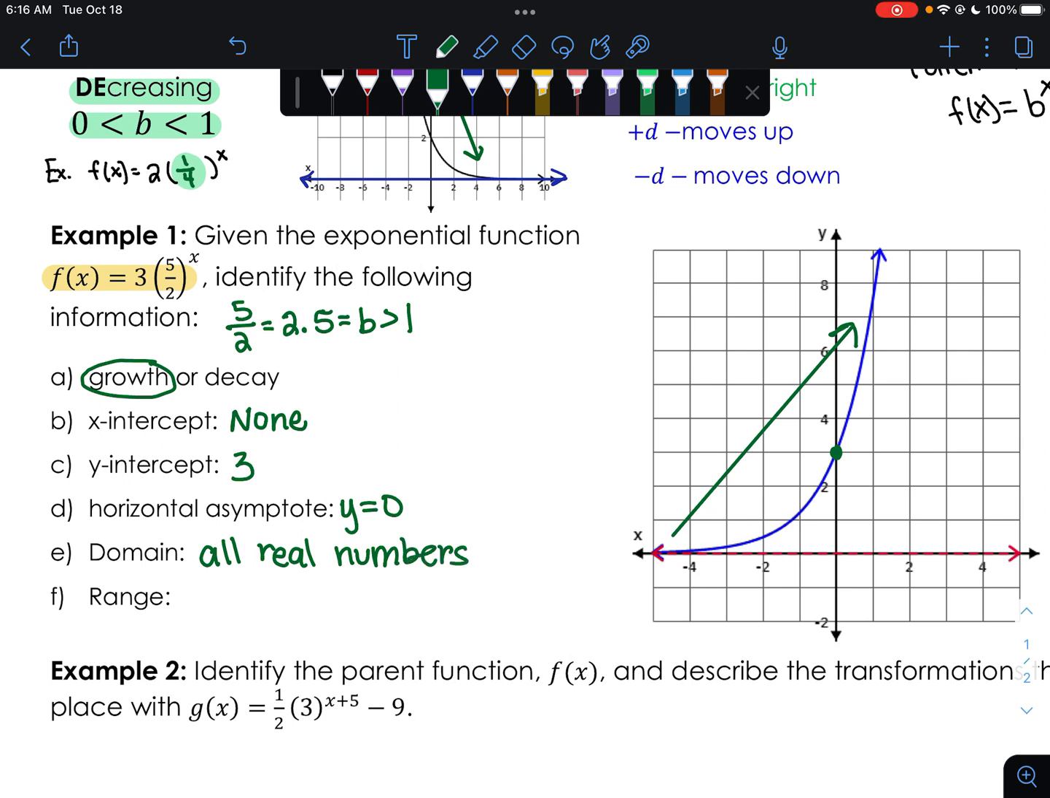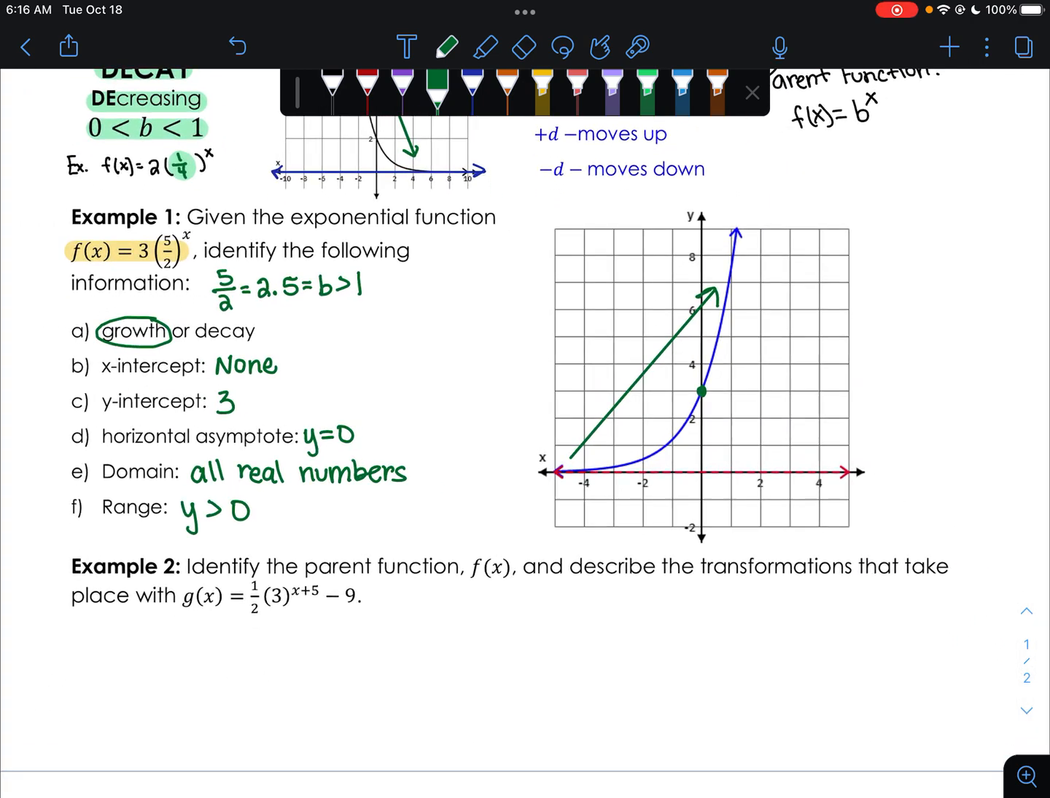Okay, our range is bottom to top. It's starting at 0 and it's always getting greater than 0. So our y values are y is greater than 0. 0 comes from that asymptote. And that's it for those key features.